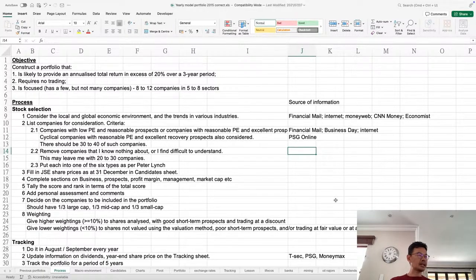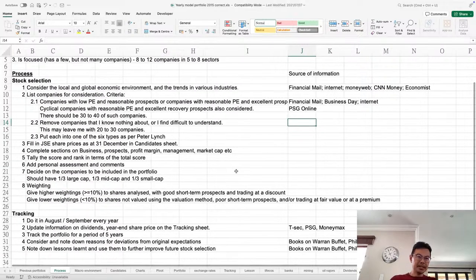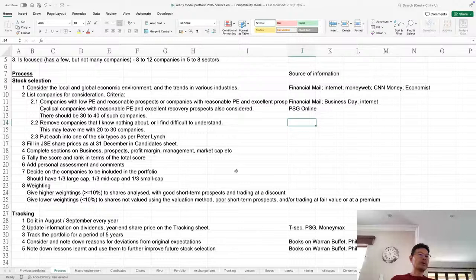So when we talk about diversification, Warren Buffett talks about the need for diversification, but you mustn't diversify too much. It's actually a focused strategy. But it's important to diversify across certain sectors and the various companies. In terms of the process, in terms of stock selection, number one is to consider the local and the global economic environment and the trends in various industries. It changes all the time, and we need to be aware of the environment.